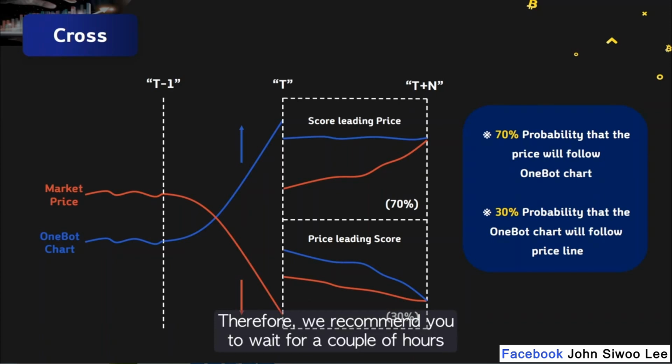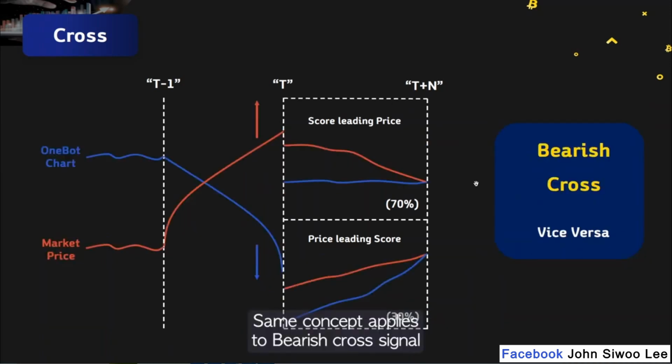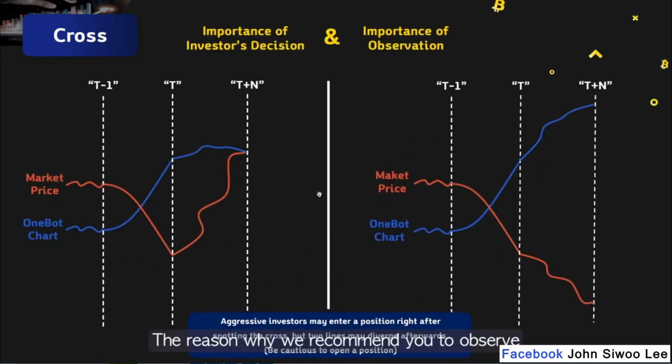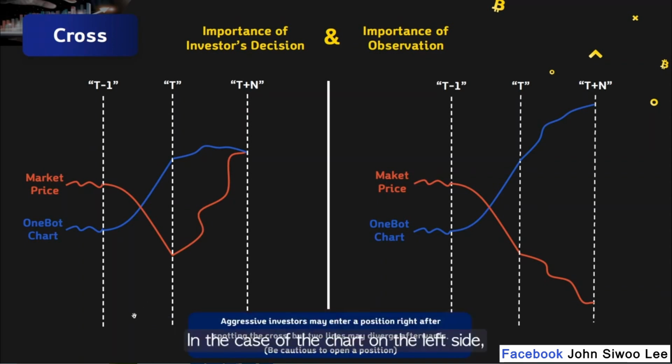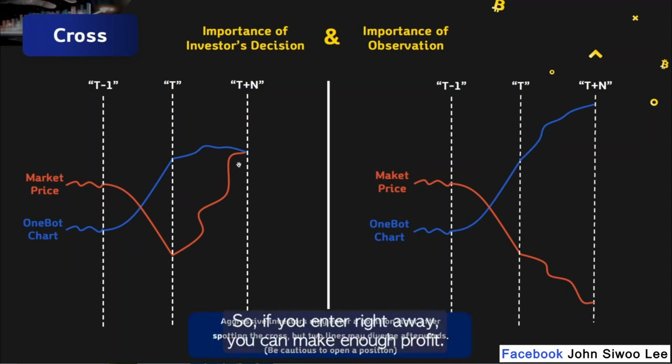Therefore, we recommend you to wait for a couple of hours rather than entering a position immediately after the cross has occurred. Same concept applies to bearish cross signal, where the Onebot chart goes down while the price goes up. The reason why we recommend you to observe is not just because you have a 30% chance of losing money. In the case of the chart on the left side, the market price reacted immediately and caught up with the Onebot chart. So if you enter right away, you can make enough profits.